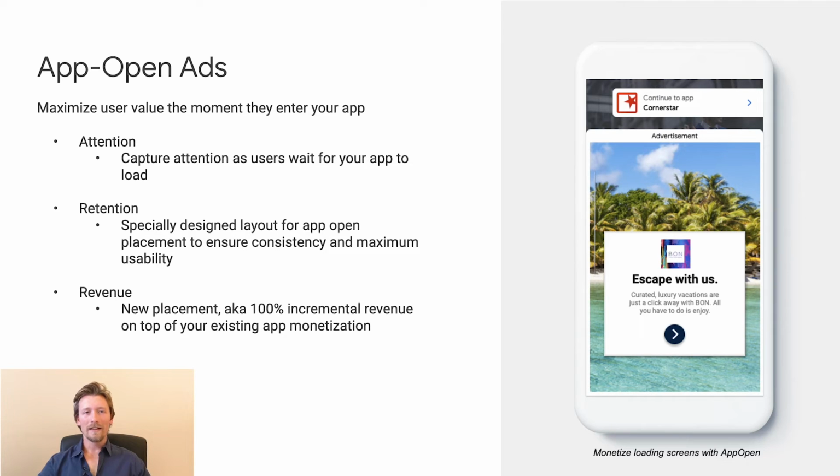App open ads allow you to maximize user value from the moment a user opens your app. So what are these? Many of you have apps with splash screens or time required to load the content. This is very normal, and users are accustomed to it. But this is time where a user isn't able to do anything. There's no content for them to consume, but they also can't switch activities or do something else. In other words, this could be the ideal time to present a user with an ad.